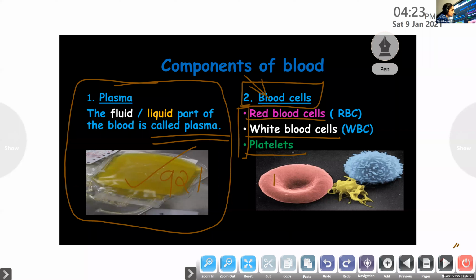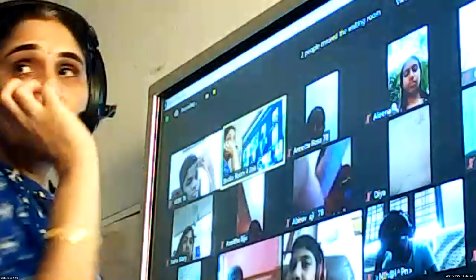In the picture, this is the RBC, red blood cell, and this is the WBC, white blood cell. Platelets are the yellow thingy. Have you heard about RBC, WBC and all? Okay, very good. Only red blood cells and white blood cells. You did not hear about platelets? No, ma'am. Okay, Naveen heard it.